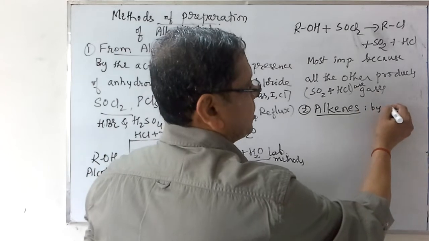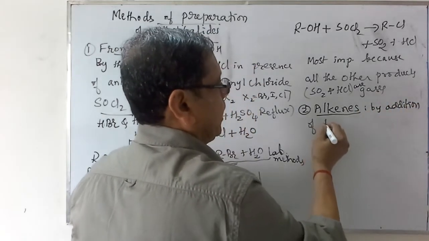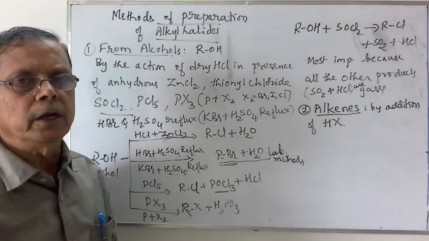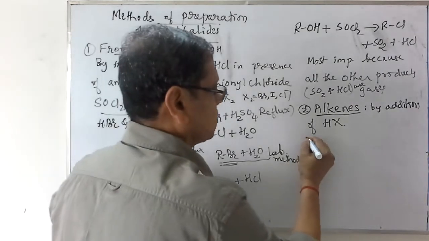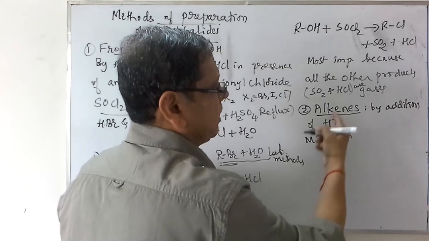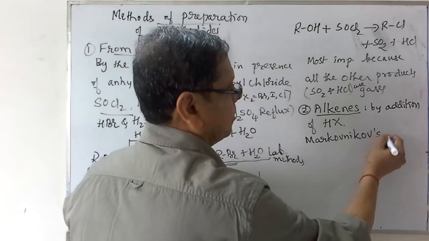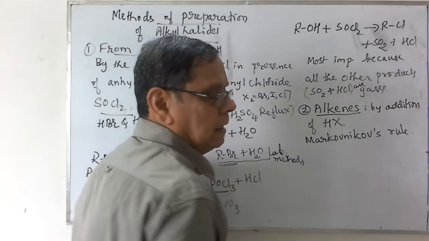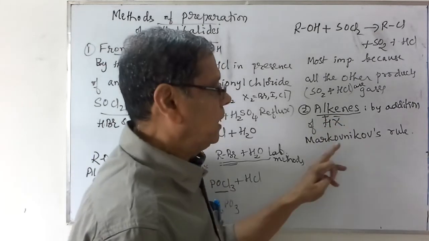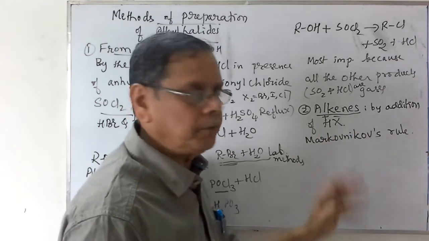By addition of hydrogen halide. Here we have to remember one important rule that is called Markovnikov's rule. Addition in case of the unsymmetrical alkene with HX will always take place according to Markovnikov's rule. That is, the negative part of this hydrogen halide will link to the carbon carrying the least number of hydrogens in the carbon-carbon double bond.